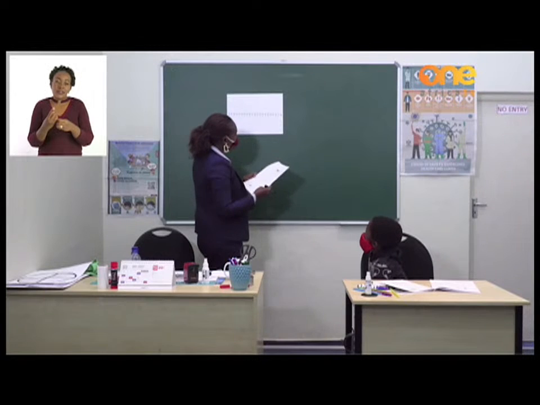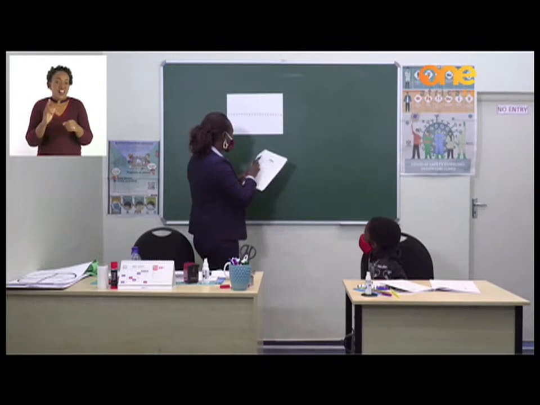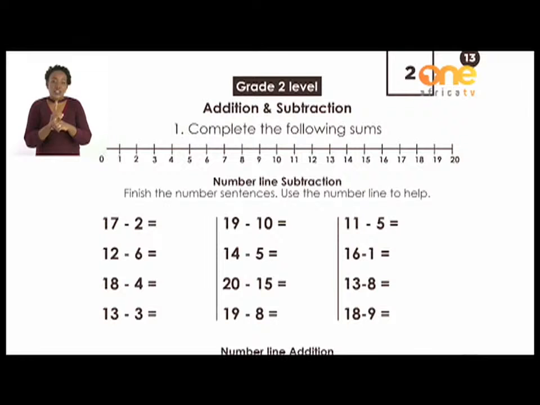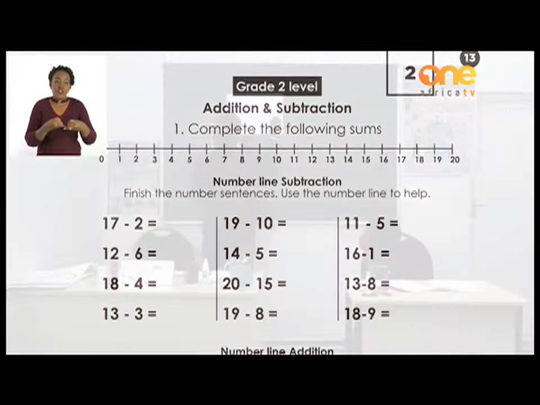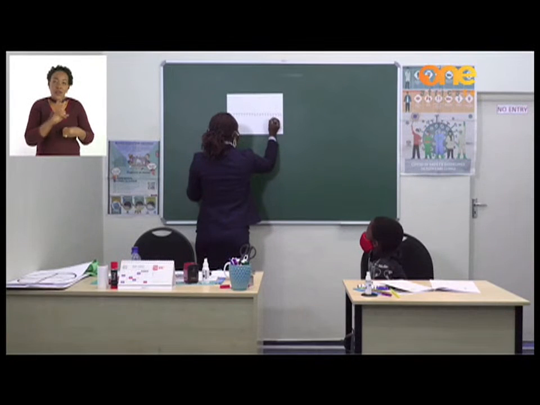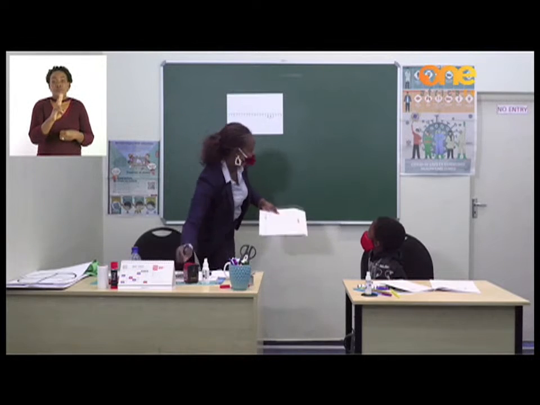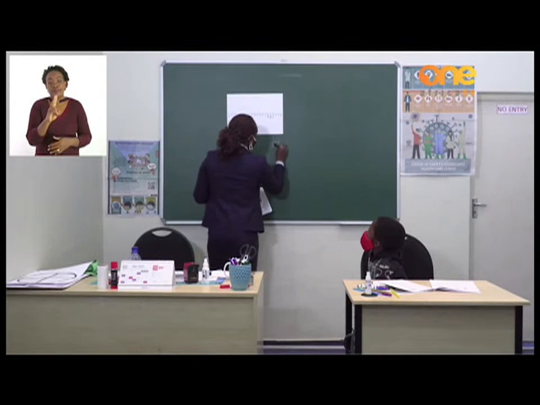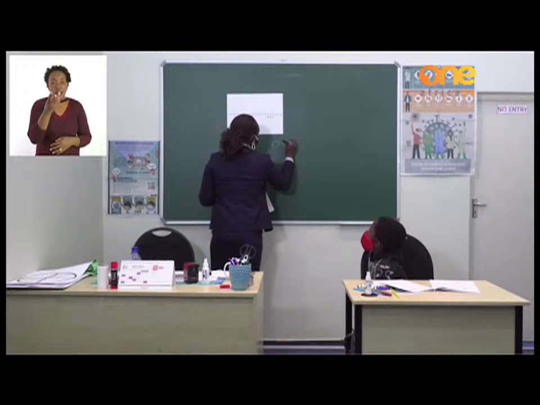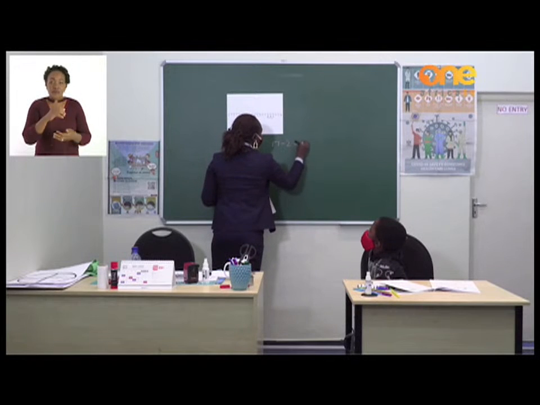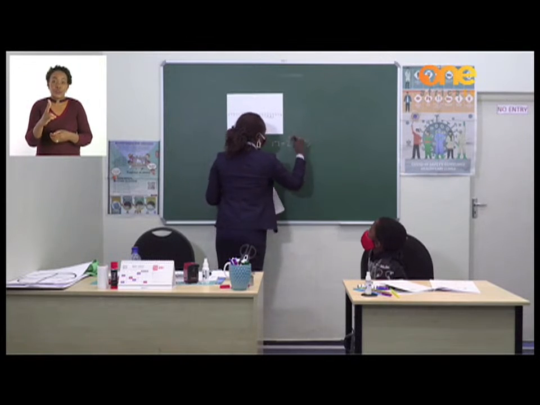So, our first sum is 17 minus 2. So we go to 17. Then we count 1, 2. So, 17 minus 2 equals 15.